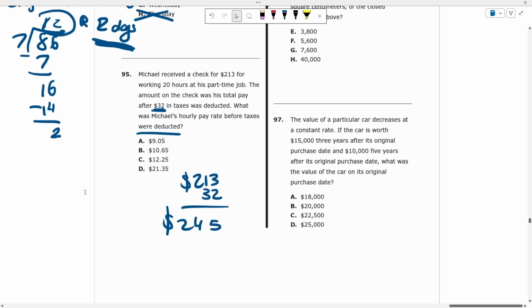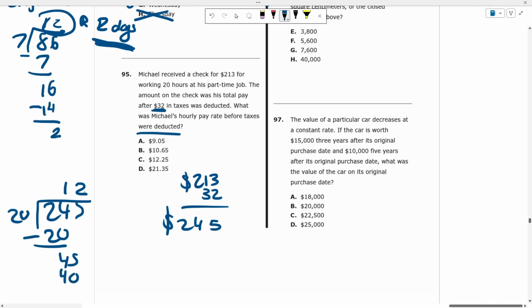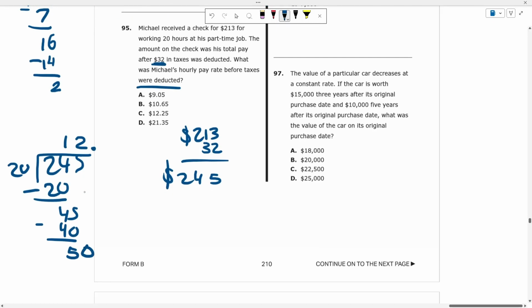So again, when you're getting paid at work, your hourly rate does not account for taxes, right? Taxes are after you're paid your hourly rate. So in this case, you need to divide 245 by 20 in order to get his hourly rate. So 20 goes into 24 one time, and you're left with 45, and 20 goes into 45 two times, so you're left with 40. Subtract it, introduce a decimal because 20 can't go into 5. Now 20 can go into 50 four times, and that, two times. And we can stop our math right here because choice C is the only choice that has 12.2 inside of it. So that's the correct answer there.